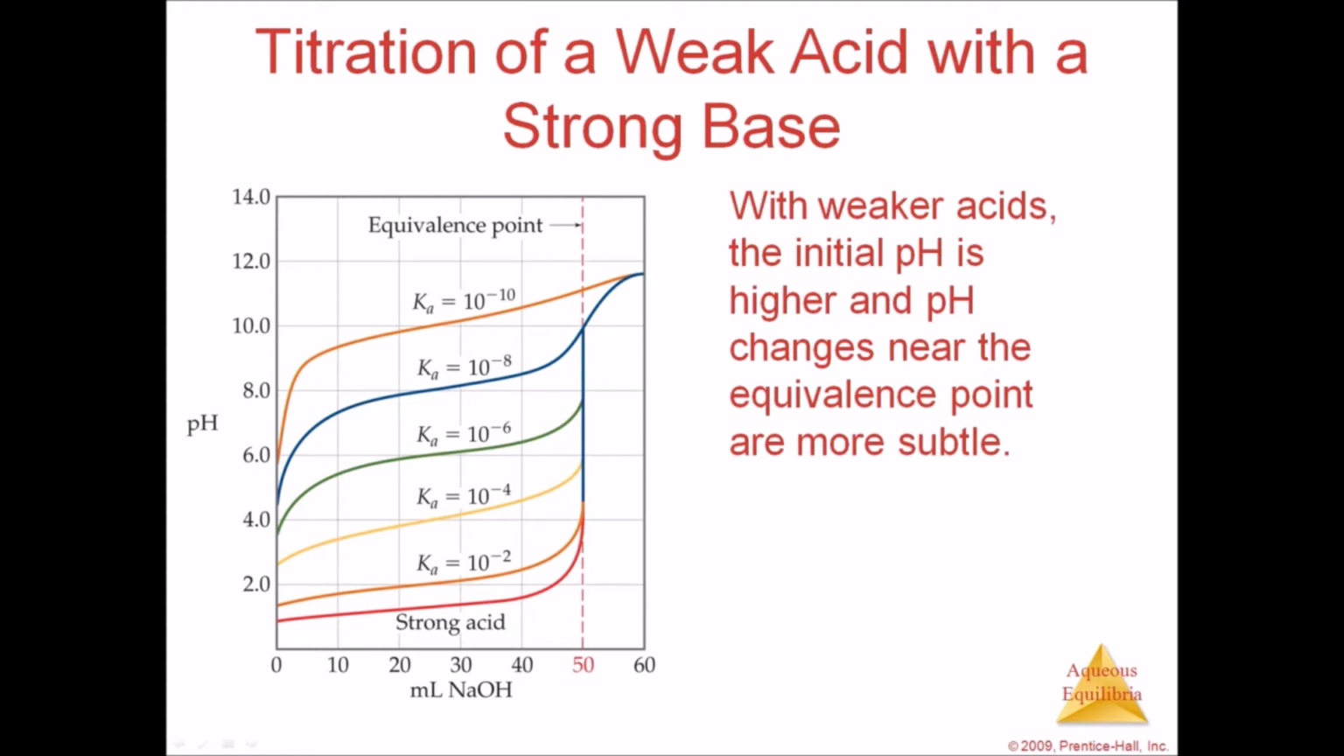The titration of a weak acid with a strong base is something that we have to get used to doing. One of the things that we notice is that down here we have a strong acid, and that strong acid curve is fairly horizontal. As the acid becomes weaker, as we go from 10 to the -2 to the -10, we'll actually see the pH curve flatten out on the lower part, and the vertical component will be less and less vertical.